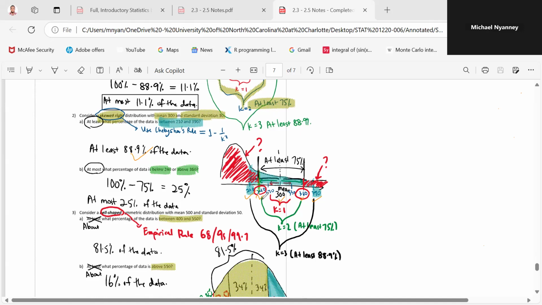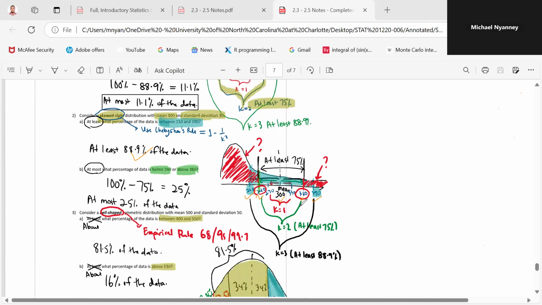So at least, you want to find the percentage of our data set between 240 and 360, and realize that if you do that, you're going to have 2 standard deviations. That is 3/4 of our data set between 240 and 360. So what is the outside? That is the at most. So the at most is 1 minus 3/4, and that is 1/4 of our data set will be below 240 and above 360.